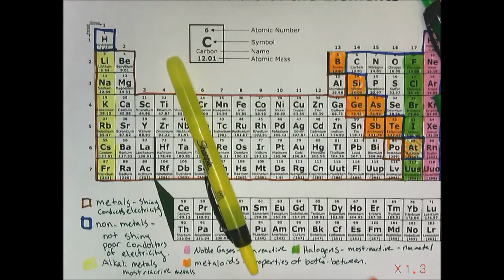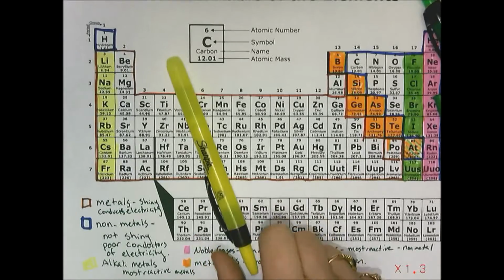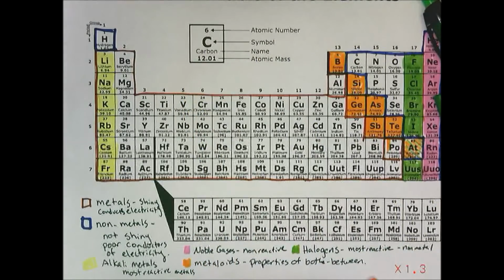You'll notice I did not color hydrogen. Hydrogen is not a metal, it's a gas, and it only has that one electron, and it's anxious to get rid of it, just like everybody else, but it acts very differently, and so we're not going to include it in the alkali metals because it isn't a metal.